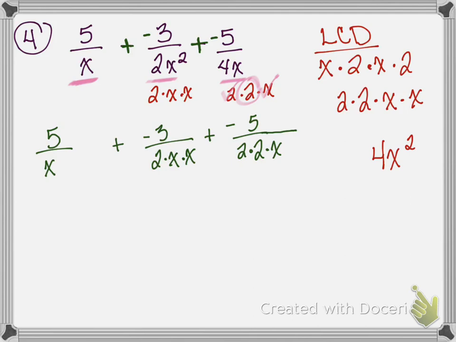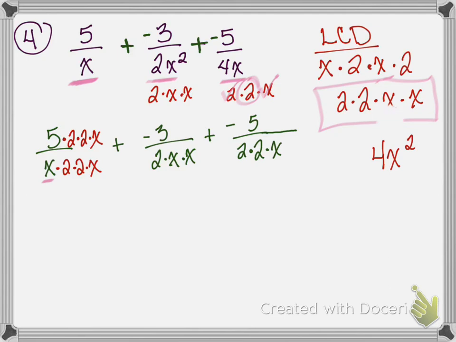Now what I'm going to do is look to see what's missing. So here's my common denominator right here, 2 times x times x. I have an x right here, so that x is accounted for. I am missing 2's and one more x. That's what I'm missing. Okay? So I have to do to the top exactly what I do to the bottom to get my common denominator.